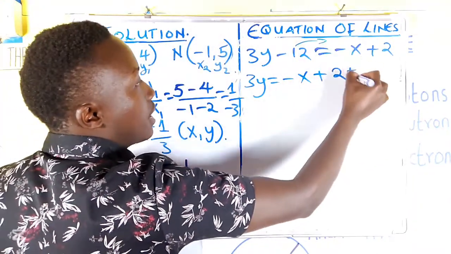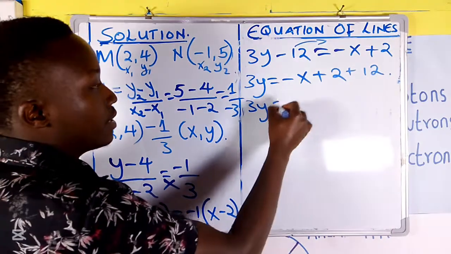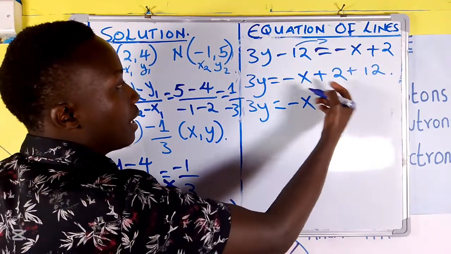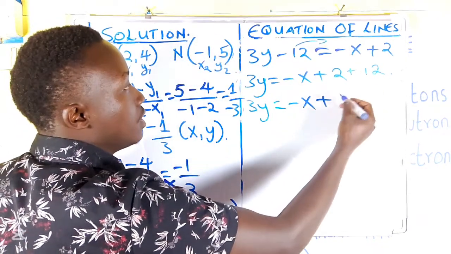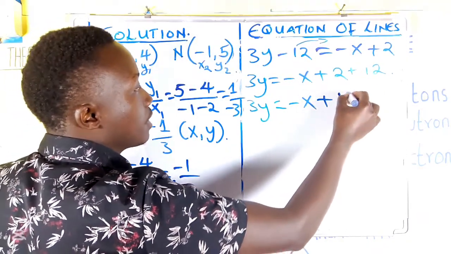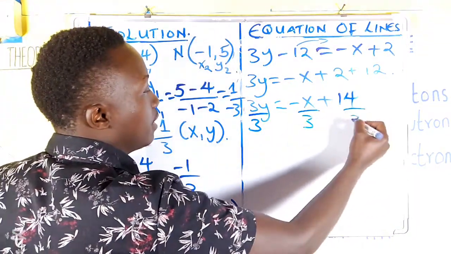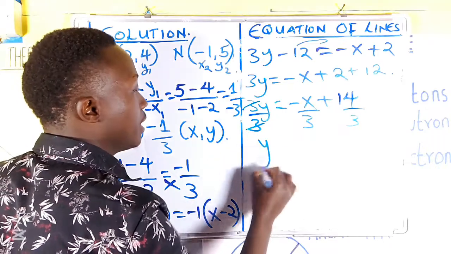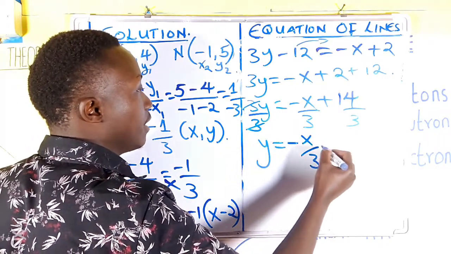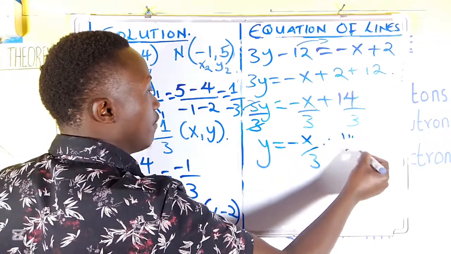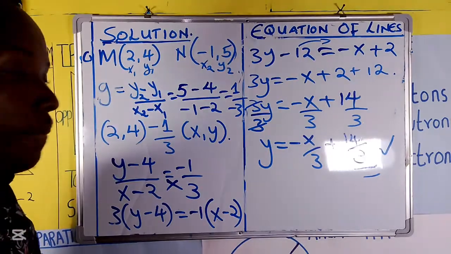We take this to the other side to be plus 12. So we'll end up having 3y is equal to negative x plus 2 plus 12, which is 14. So we can divide both sides by 3, and we'll end up getting our equation as y is equal to negative x over 3 plus 14 over 3. So that will be the equation of the line.